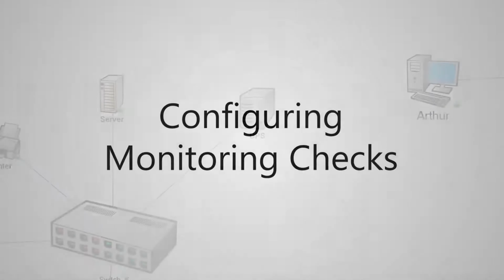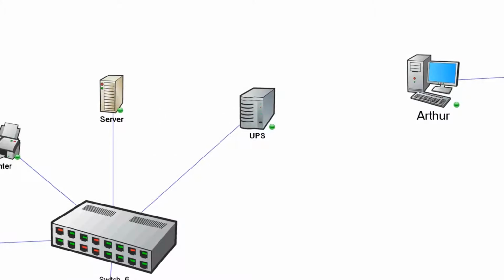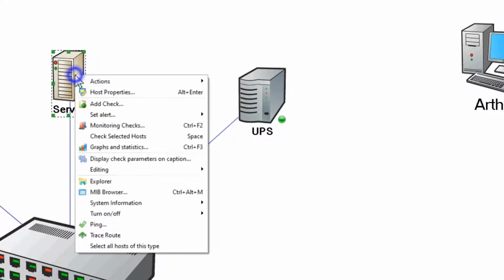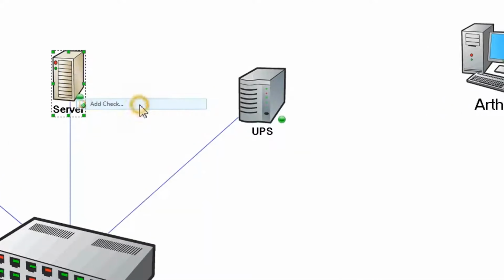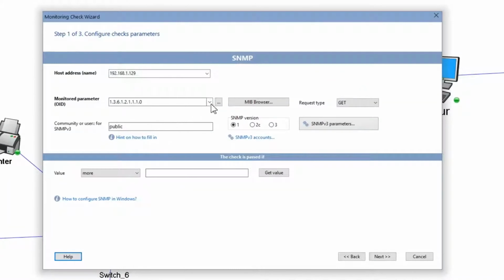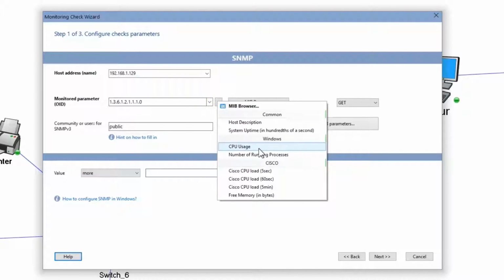If you want to receive some information from network devices and monitor their actual parameters, you can create an SNMP monitoring check. Right-click on a host to open the Check Parameters menu. Select the appropriate menu item. We can monitor the processor load, for example.